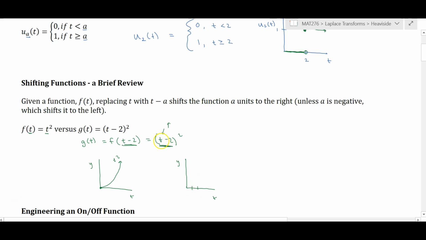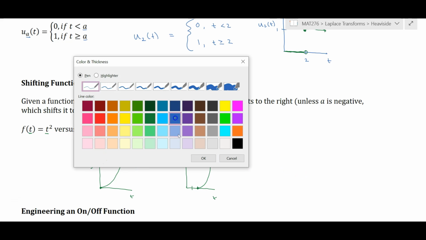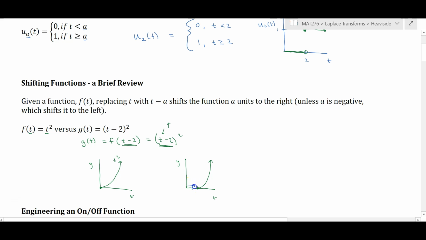So a value of t equals 2 will give us 2 minus 2, which is 0, and 0 squared is 0. So that shifts this point 2 units to the right. So notice that we basically moved every single point. We moved every single point 2 units to the right.